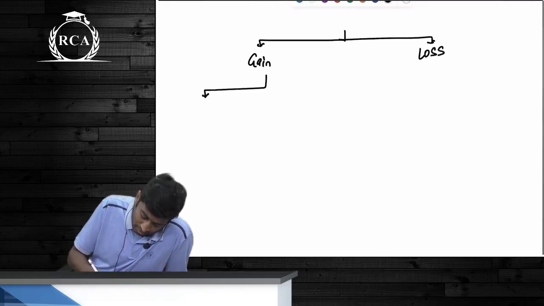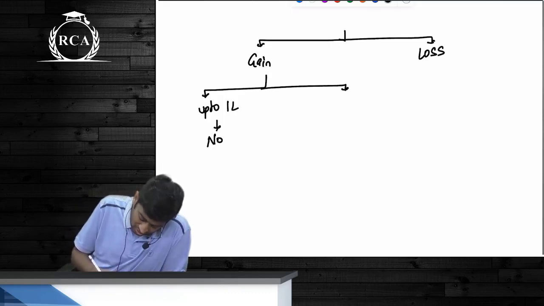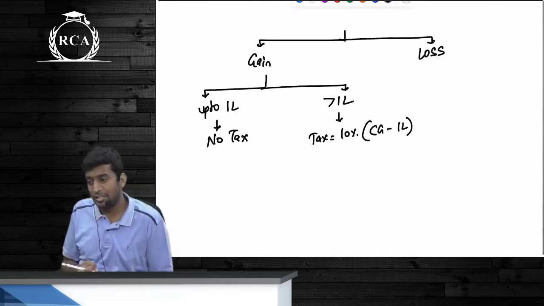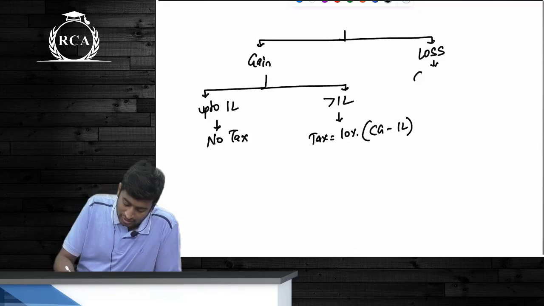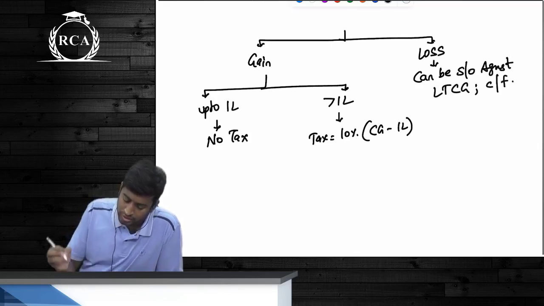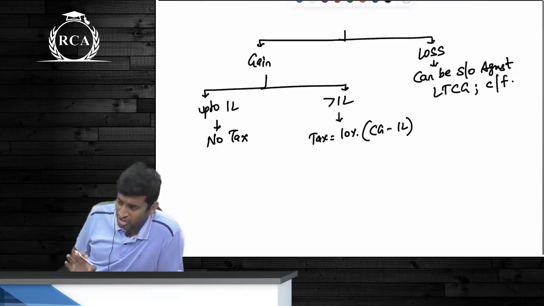What we studied, I'll tell you. Up to 1 lakh there was no tax. Greater than 1 lakh, yes, it was 10% of capital gain minus 1 lakh. Something like that. If it is a loss, it can be set off against LTCG. If not, you will carry forward. I guess this was what was covered in the session.